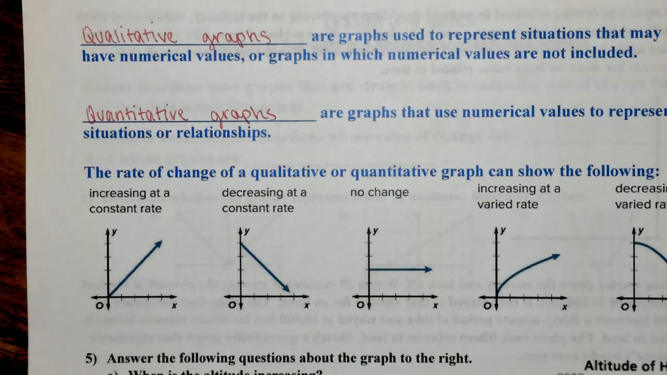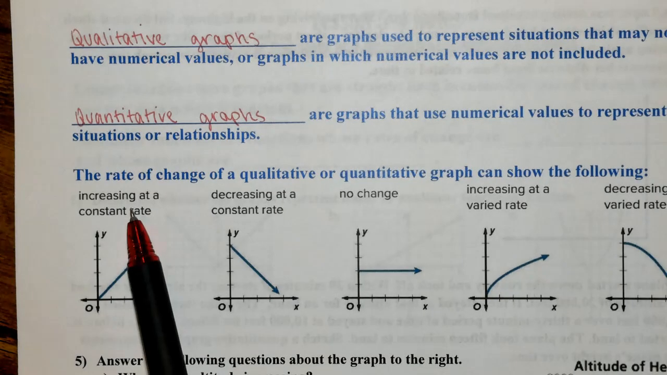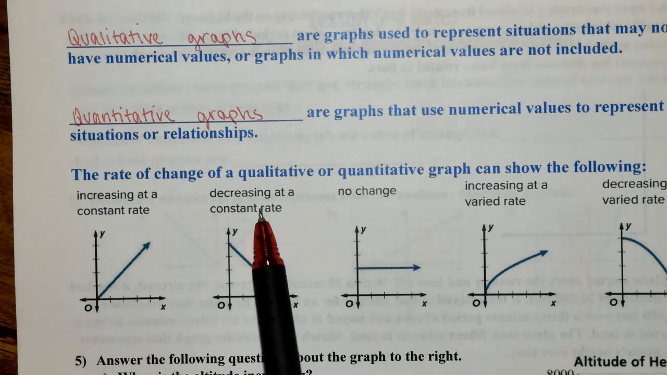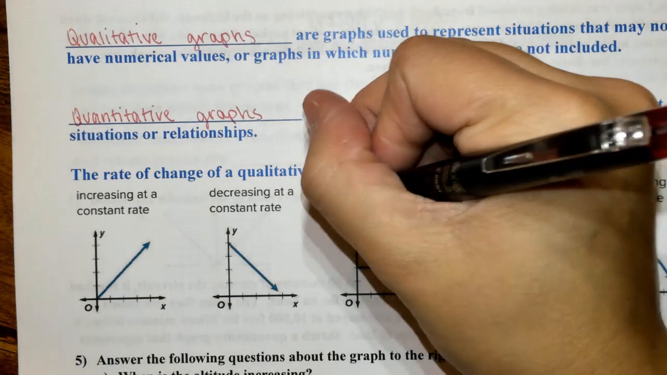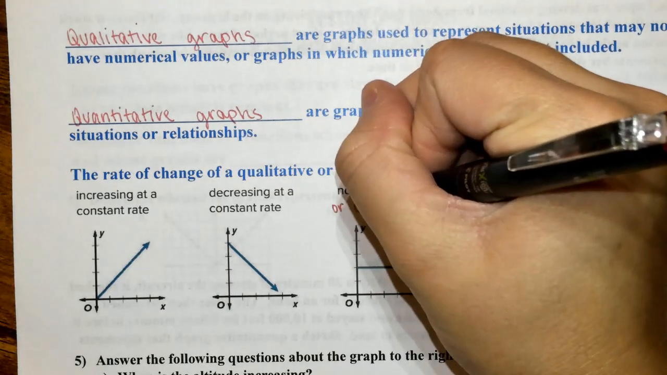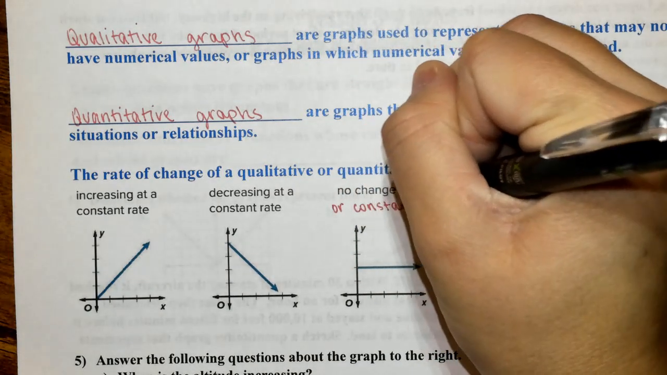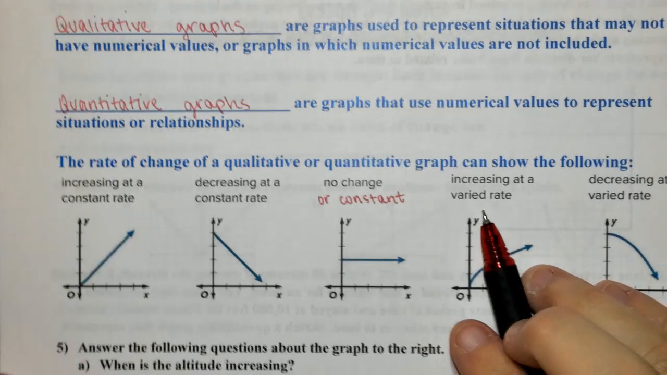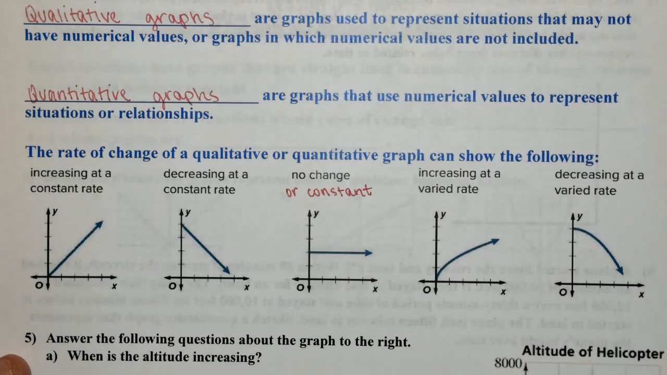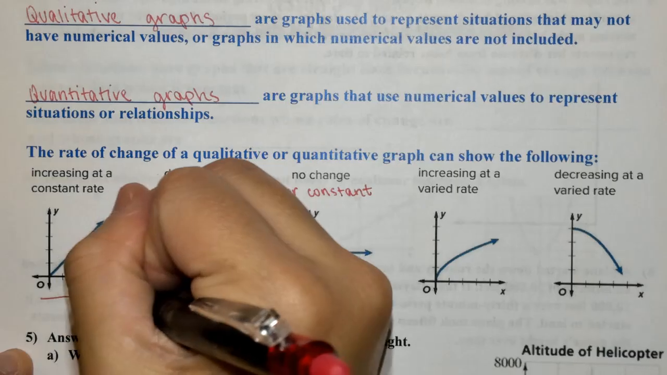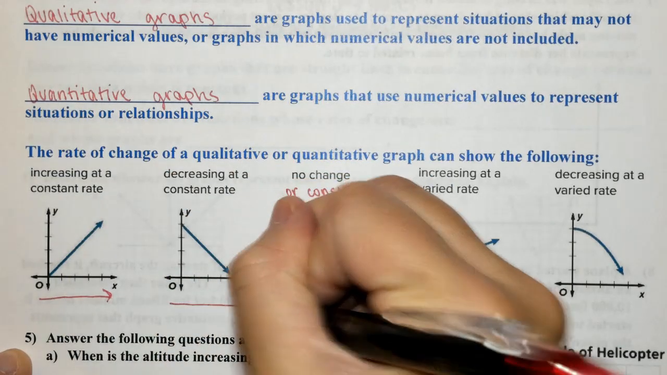Okay, we're going to focus on this a little bit here in a minute. If we see one of these graphs, these are some of the things that we might see. It says the rate of change of a qualitative or quantitative graph can show the following: increasing at a constant rate, decreasing at a constant rate, no change, or just constant. Okay, increasing at a varied rate or decreasing at a varied rate. Now we read a graph from left to right.